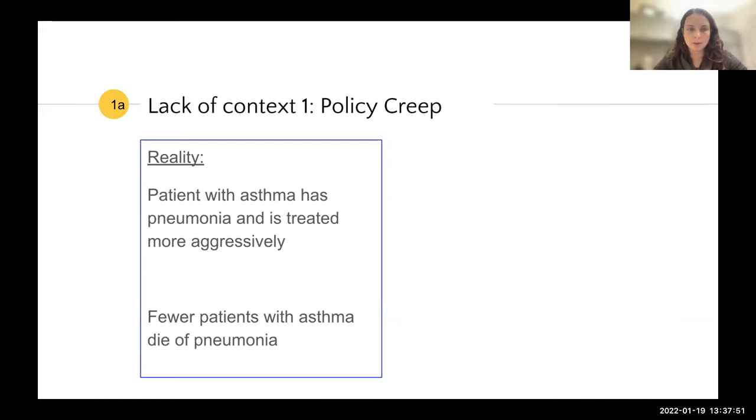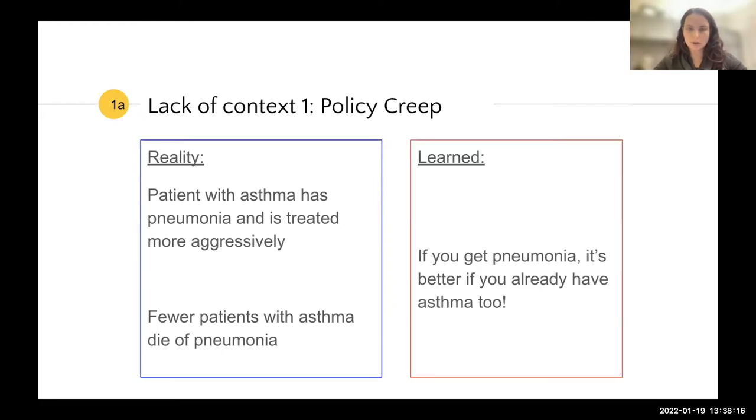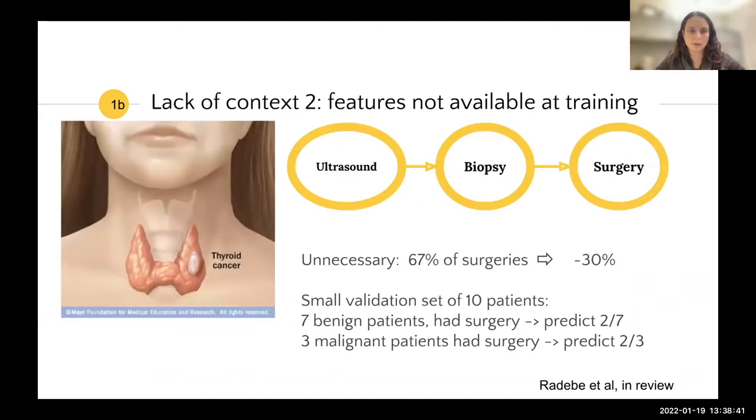And what the data has shown is that people with asthma have fewer bad outcomes. The reason is because there is a policy in place and they're treated more aggressively. But as a result, there are fewer patients that are dying of pneumonia who have asthma due to this more aggressive treatment. So the system learned that it is actually good to have asthma if you have pneumonia. And of course, this is not the medical knowledge that we will want AI to learn, but this is the kind of knowledge that the system can infer from the data, because the data is there. So this policy creep is a confounding information here.